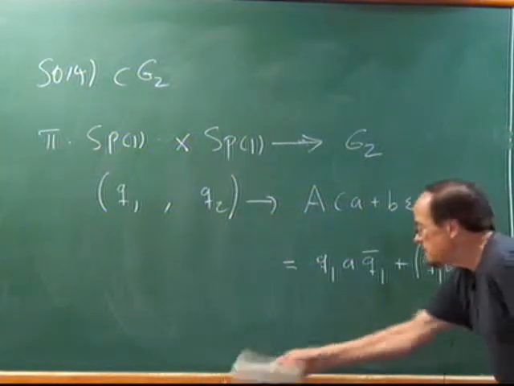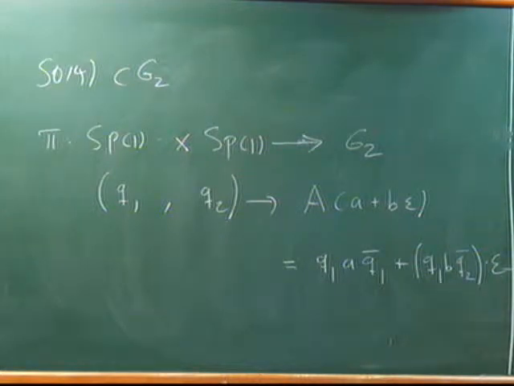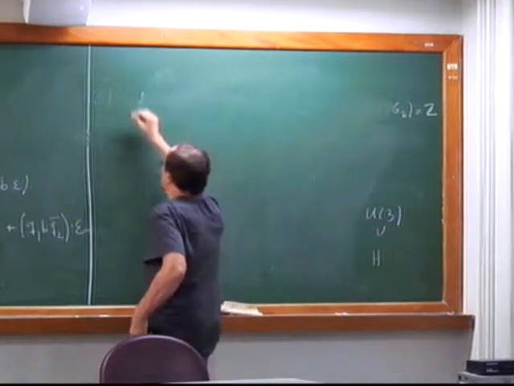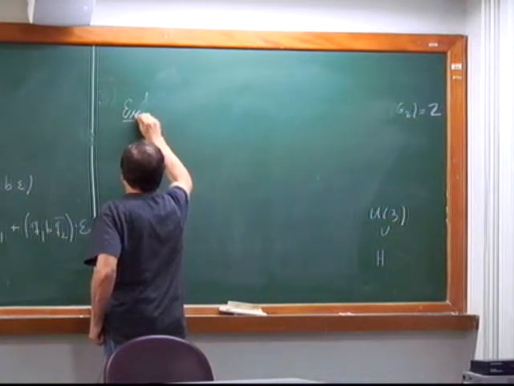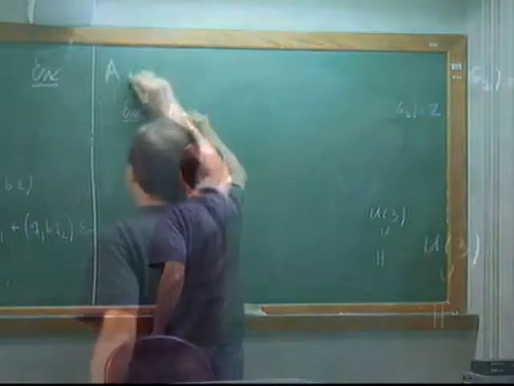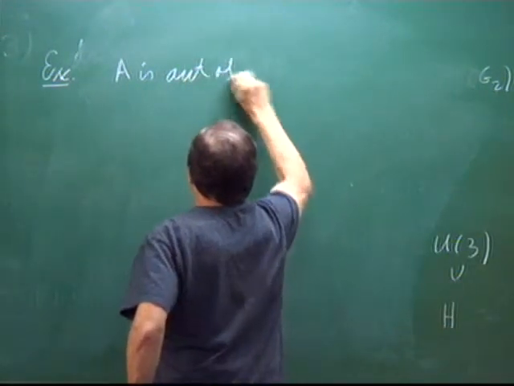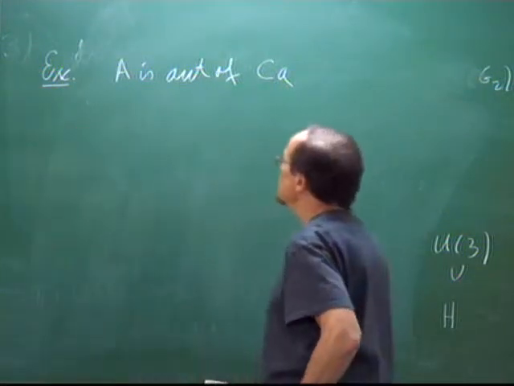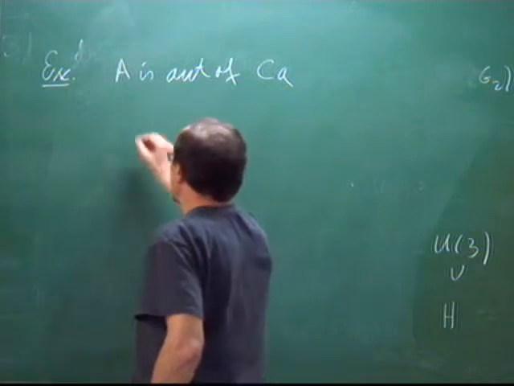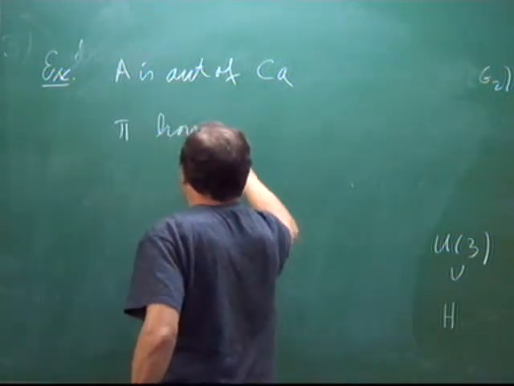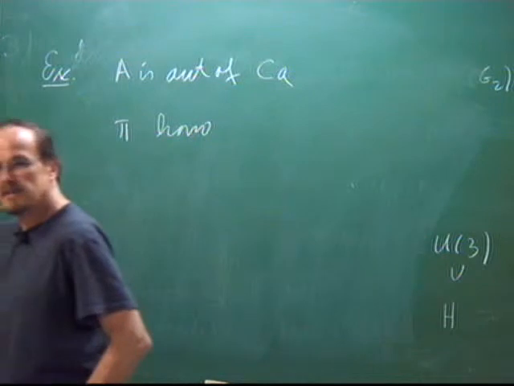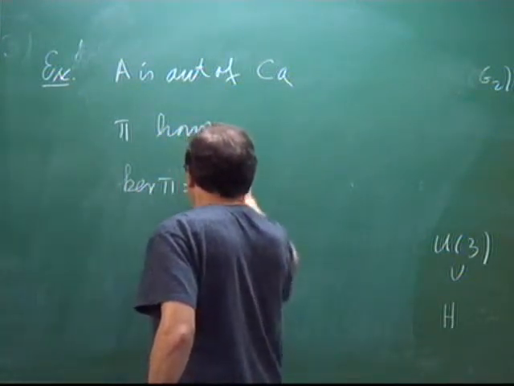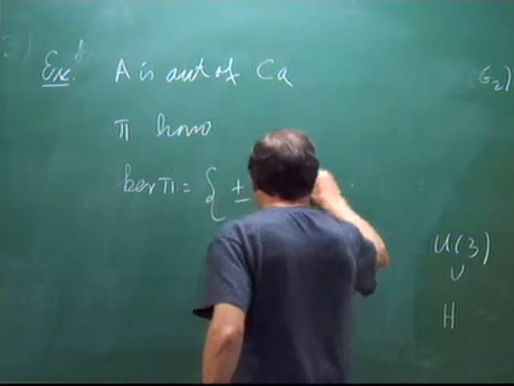So now I have to verify the following things, which you can leave as exercises. A is an automorphism. So I have to verify the automorphism property. I can crank that out. It's not too hard. Isomorphism. It's another thing I have to crank out, which is not hard. And the last one is the kernel of pi is plus or minus 1, 1.